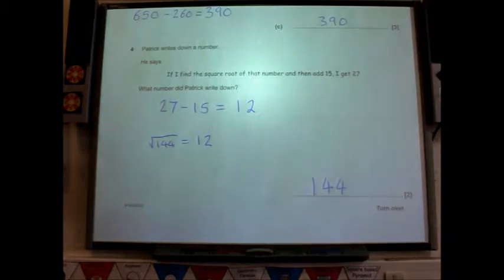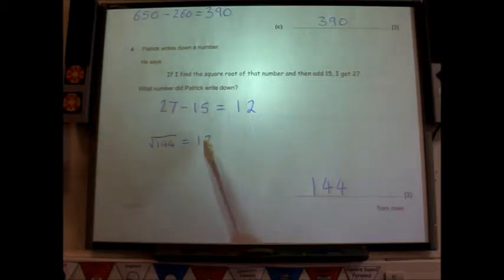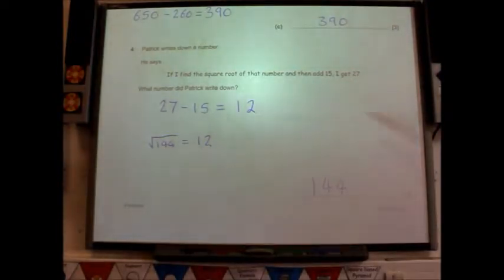So what number, when you square root it, would give you 12? And the answer is 144. You can obviously go back and double check this, because you obviously square rooted it. You could then add on 15. It's worded in a bit of a strange way, but not too bad. Moving on, question 5.